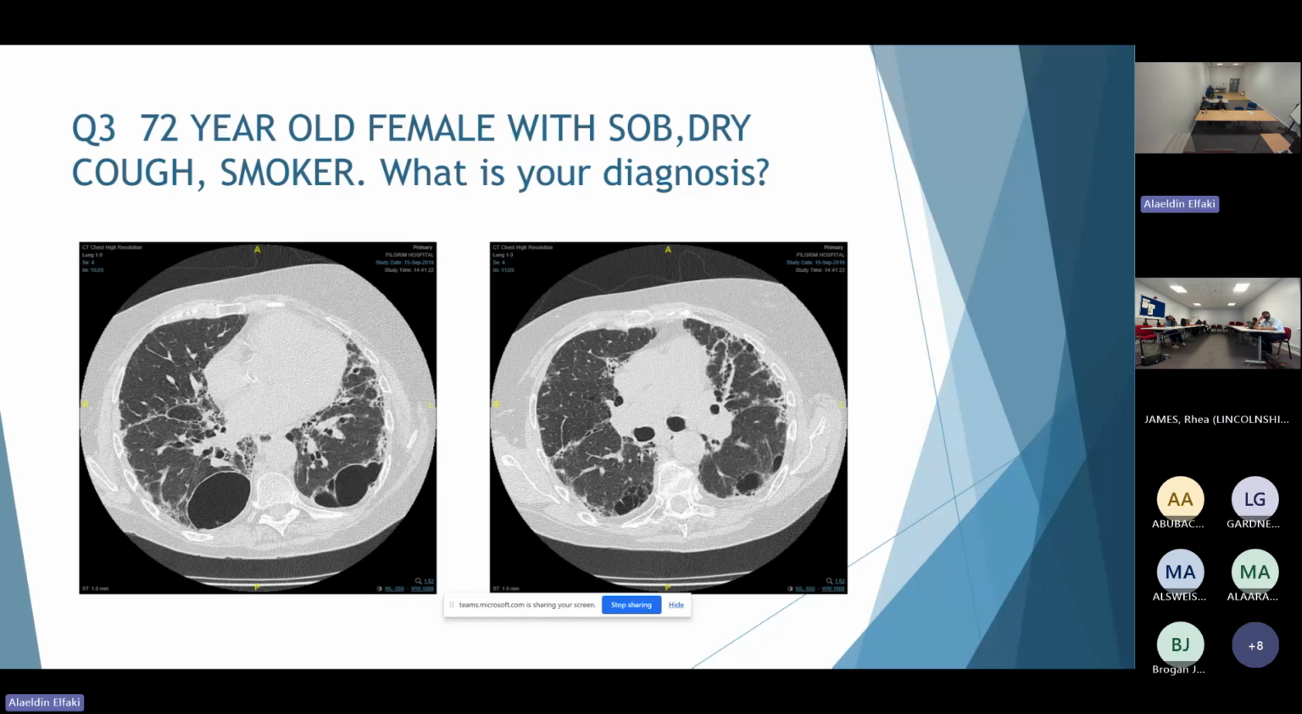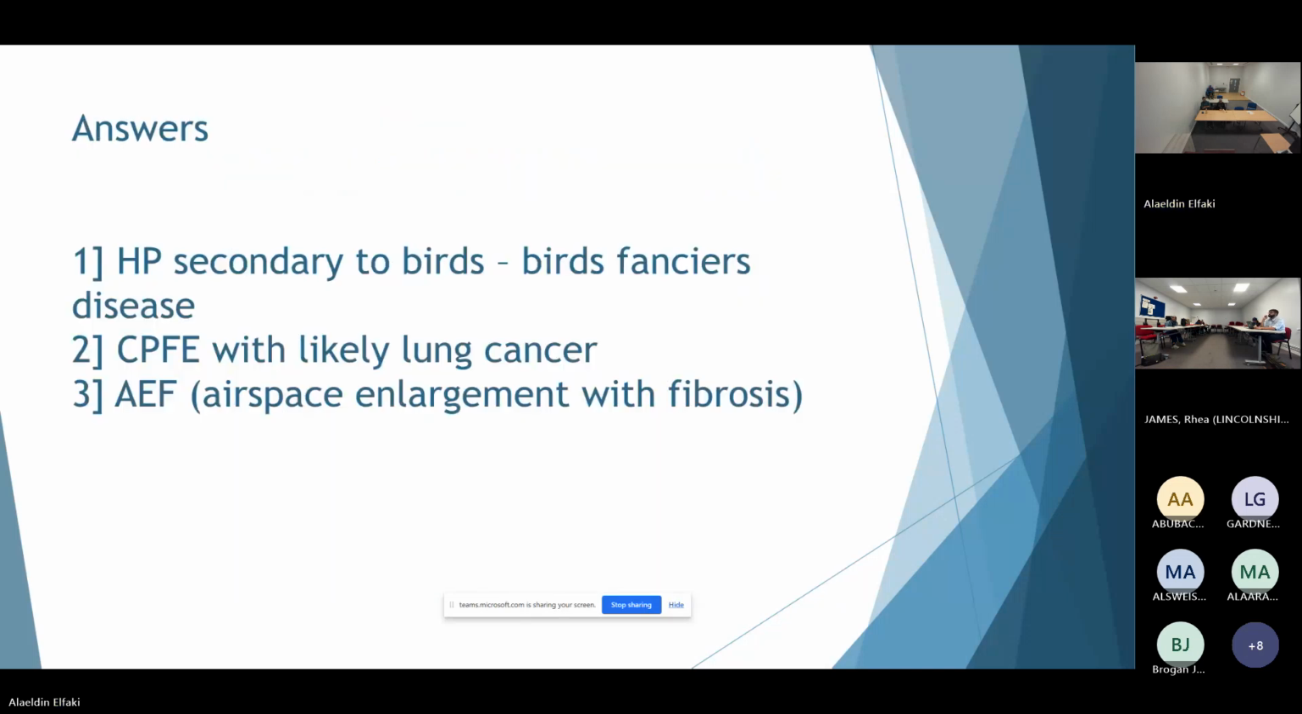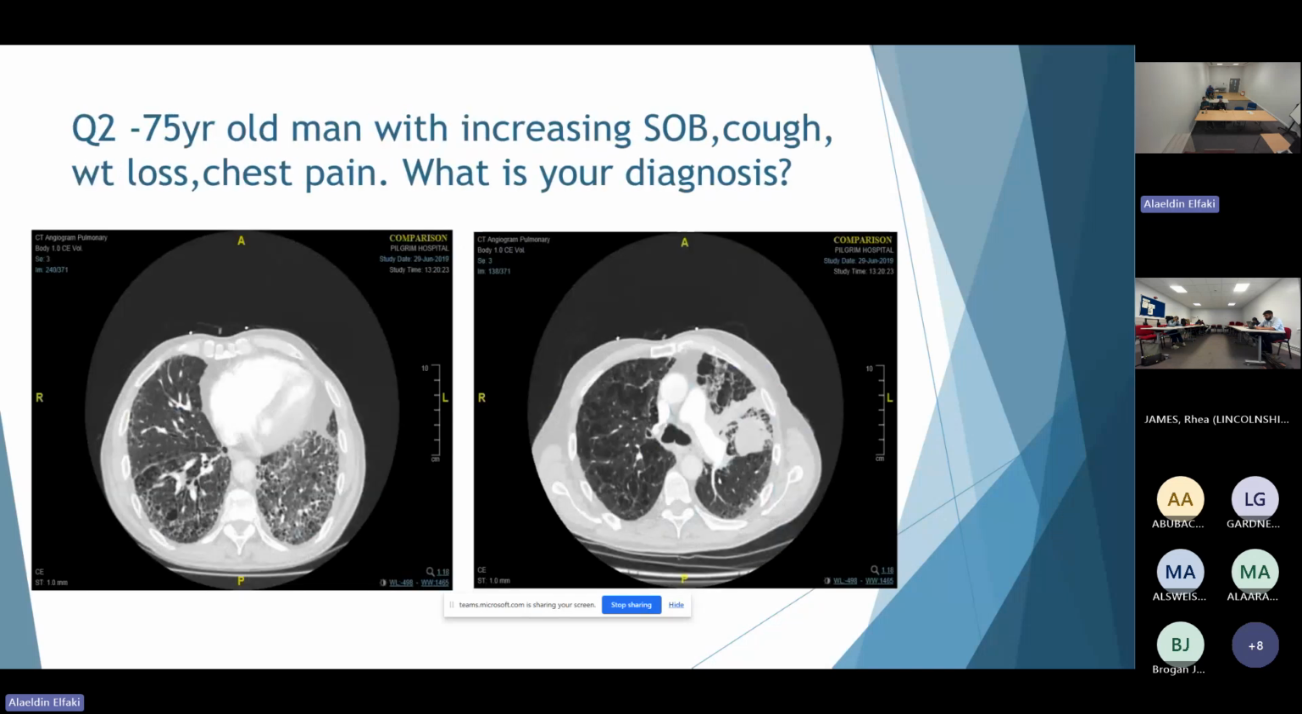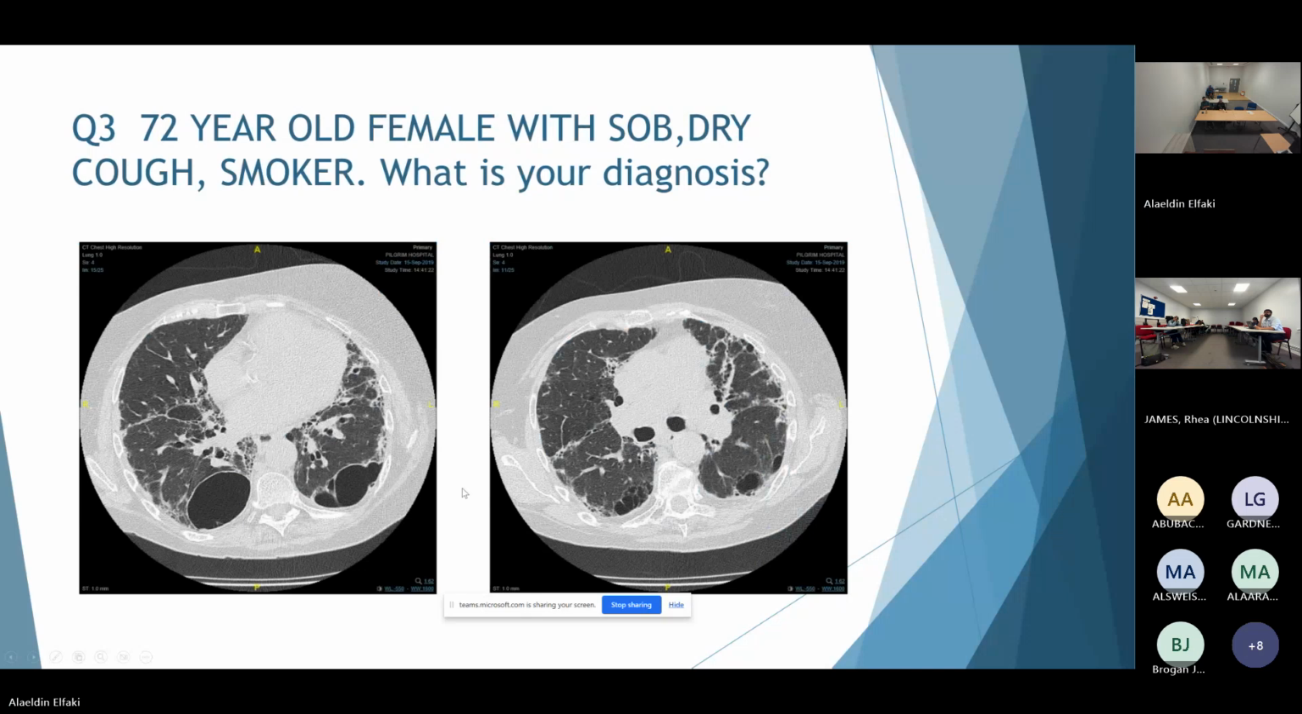Most likely smoking related interstitial lung disease. Hypersensitivity pneumonitis is a good pick, right? Combined pulmonary fibrosis and emphysema. You see the emphysema in the upper lobe and fibrosis in the lower lobe, in the presence of the lung mass. And airspace enlargement with fibrosis is one of the categories of smoking-related interstitial lung disease. As I said, it is a combination of cysts in the presence of interstitial lung fibrosis.